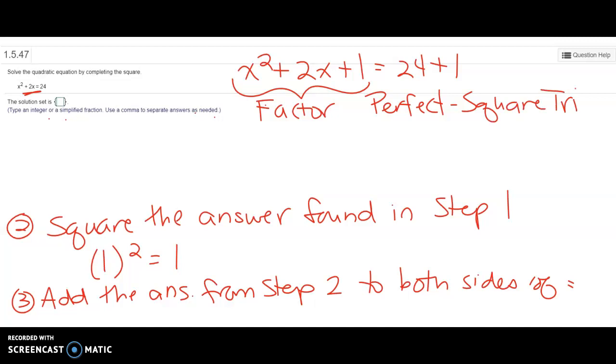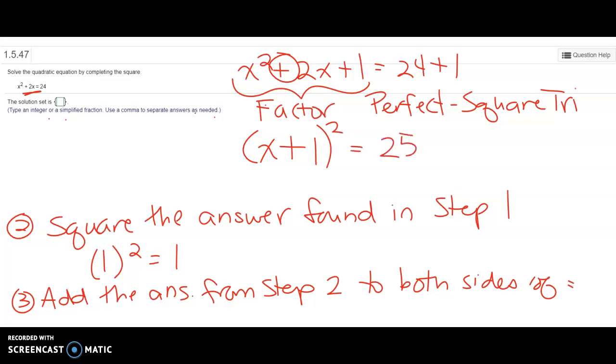Okay, now how do we factor this? You take your x, use whatever sign you have in that middle term, and then whatever number you found from step 1, you put it there. That's going to be the number that goes there. And this is all going to be squared.